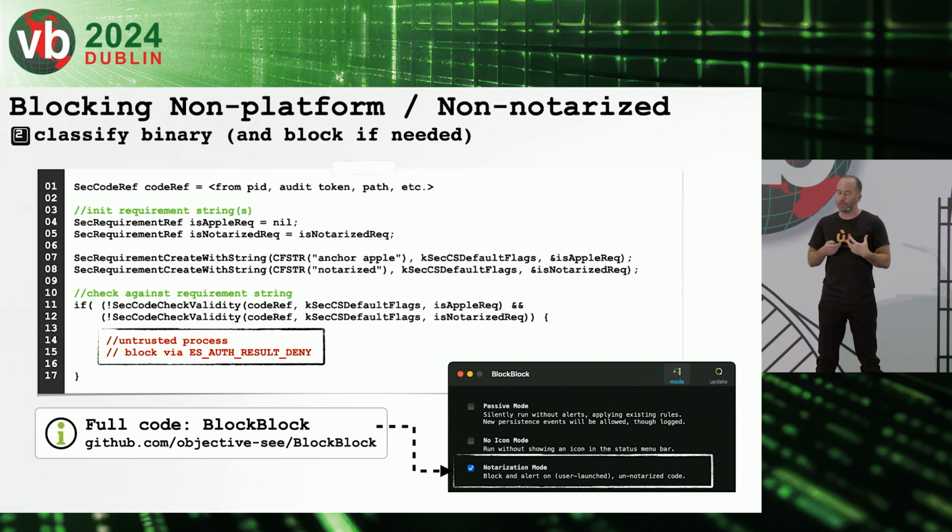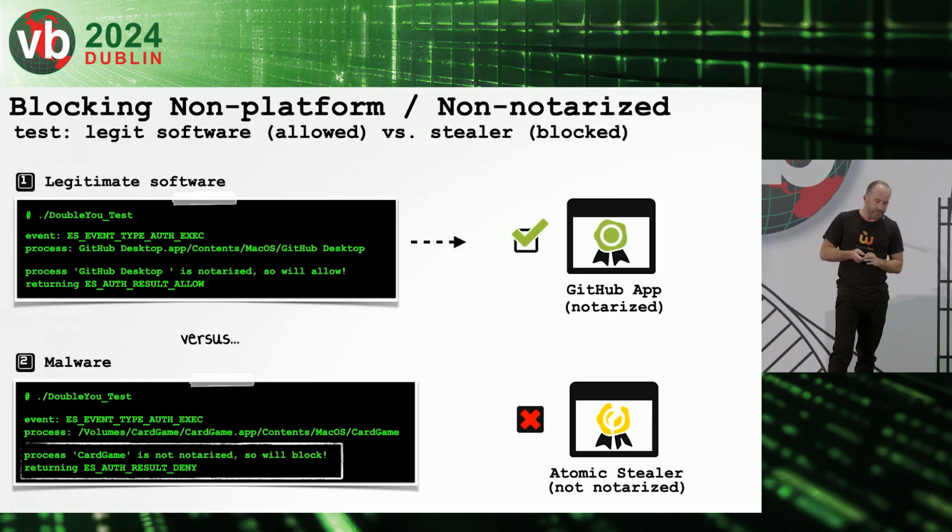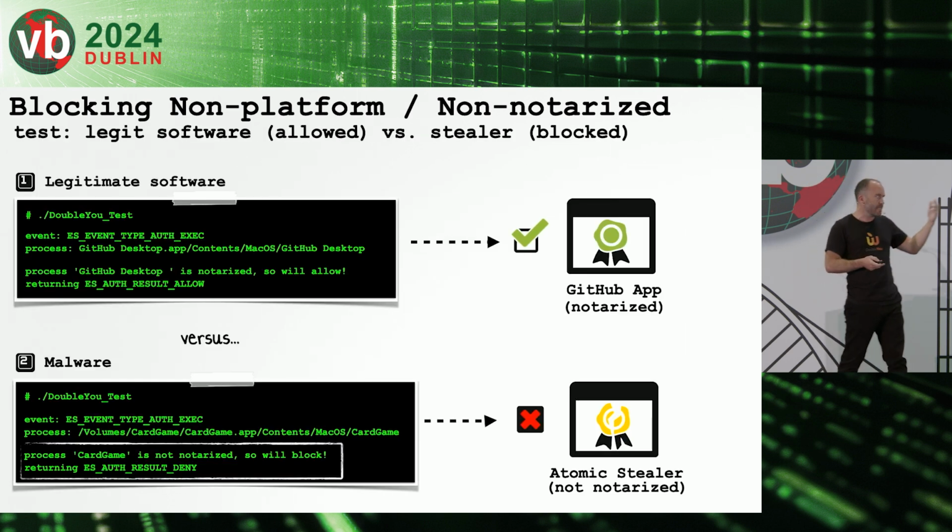So now we have an answer to determine if an item is notarized or not. If we find a non-notarized item, we should probably block that. And we can do that by just returning a deny constant to the Endpoint Security framework, which will then prevent that binary, that process, from being executed. So if we implement that, here's a very simple test.